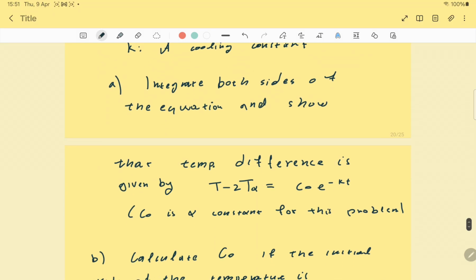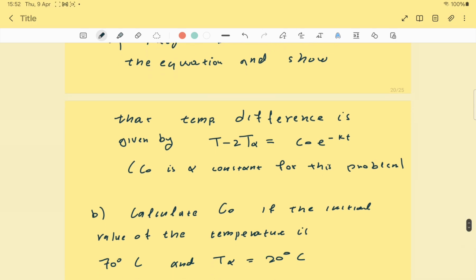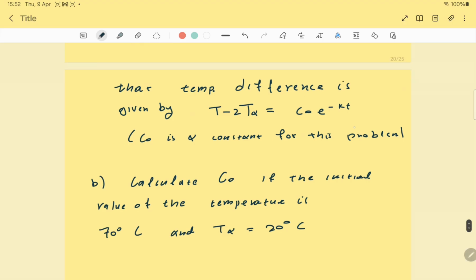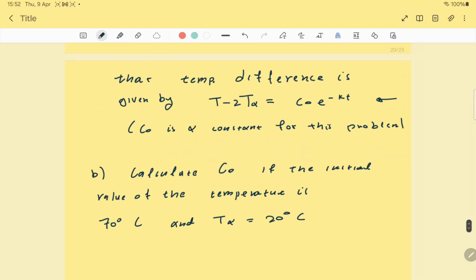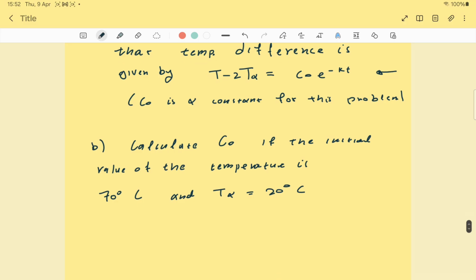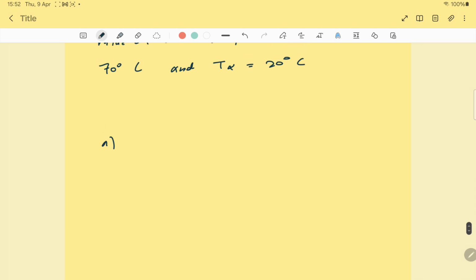cooling constant. First, we are asked to integrate both sides of this equation and show that the temperature difference is given by this expression. And for part B, we need to specify what this constant C0 is if we know that the initial value of temperature is 70 Celsius degrees and the temperature of the room is 20 Celsius degrees. Let's start with part A.